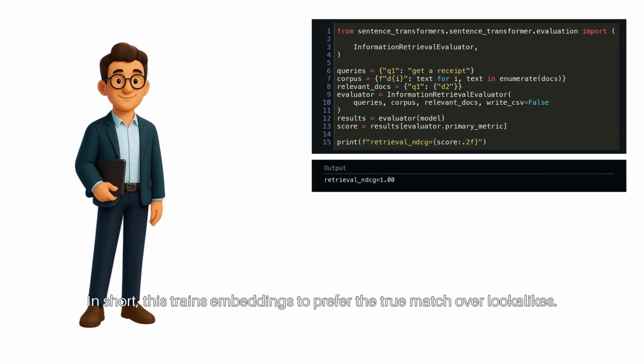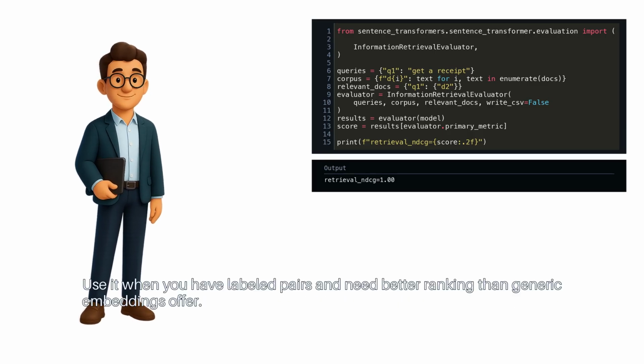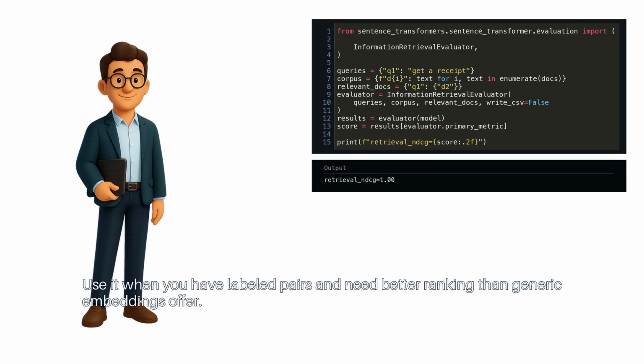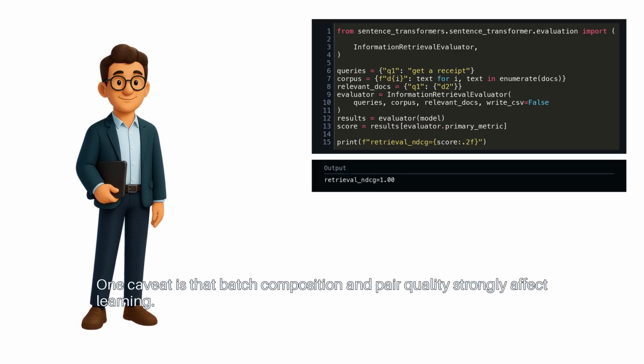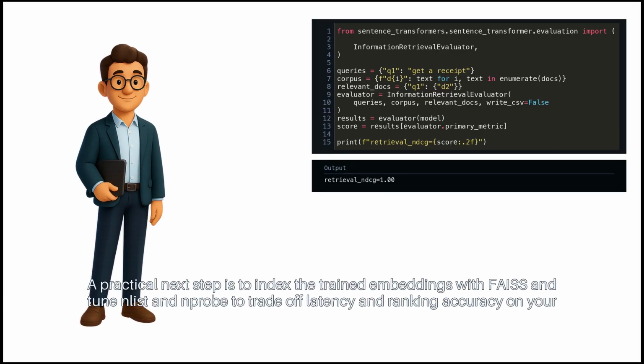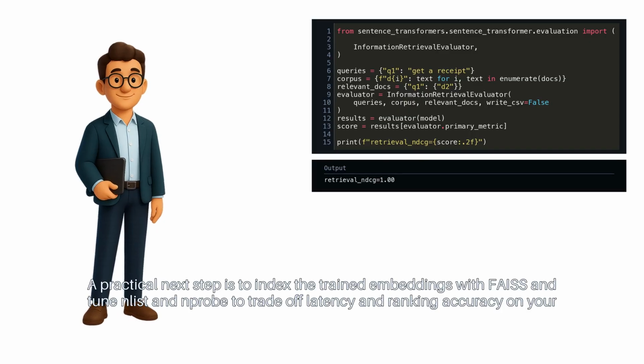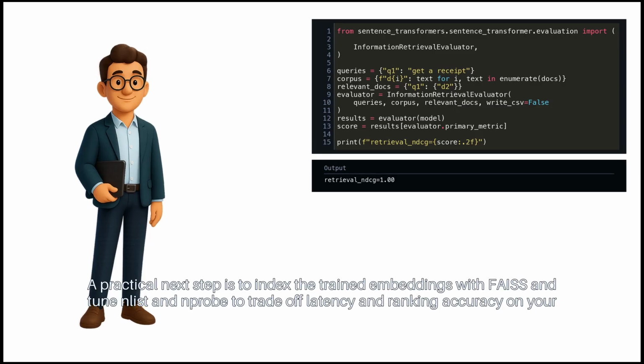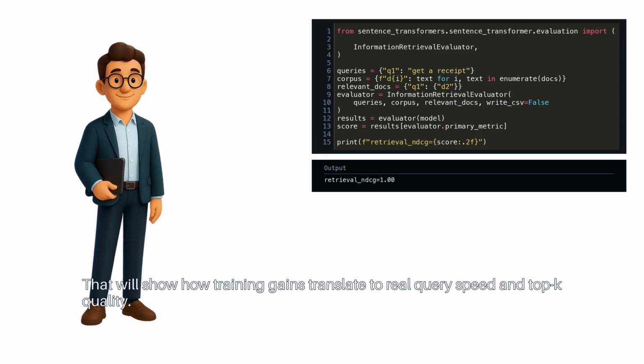In short, this trains embeddings to prefer the true match over lookalikes. Use it when you have labeled pairs and need better ranking than generic embeddings offer. One caveat is that batch composition and pair quality strongly affect learning. A practical next step is to index the trained embeddings with FAISS and tune nlist and nprobe to trade off latency and ranking accuracy on your dataset. That will show how training gains translate to real query speed and top-K quality.